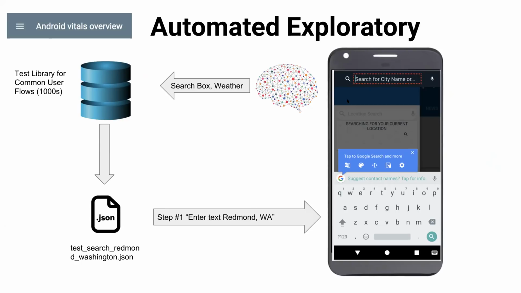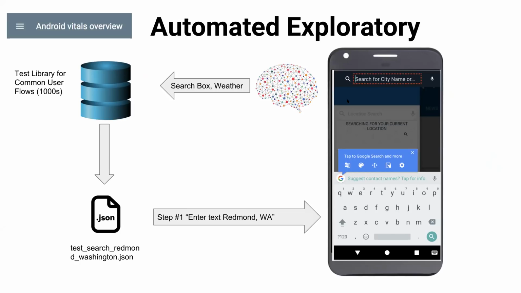Abstract representations of, say, add a product to the shopping cart and check out, or search for weather in a particular city. So we've got this giant library of test cases, but it matches it. So it says, give me a test case that's related to weather apps and a search box, and it goes and finds one, just a simple query. And then step 1 of that test case, for example, would be enter Redmond, Washington, or something for the location, right? And it will enter Redmond, Washington into an app.